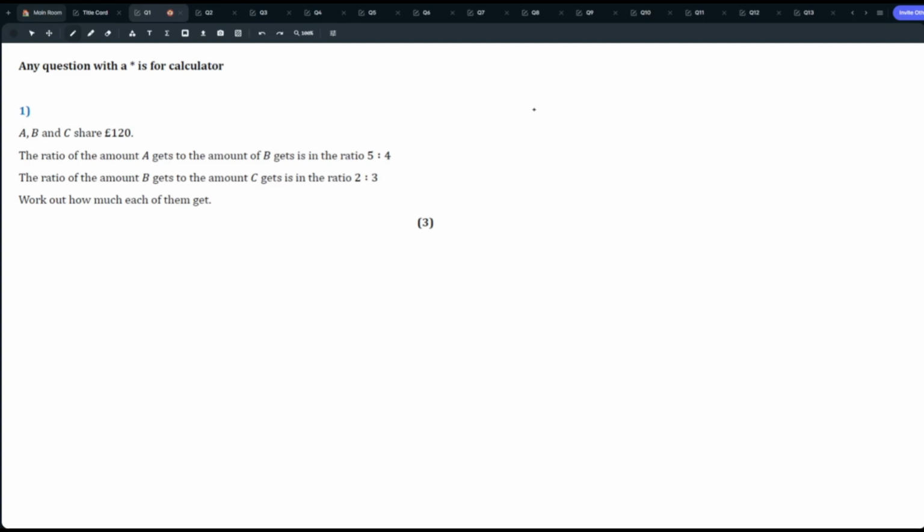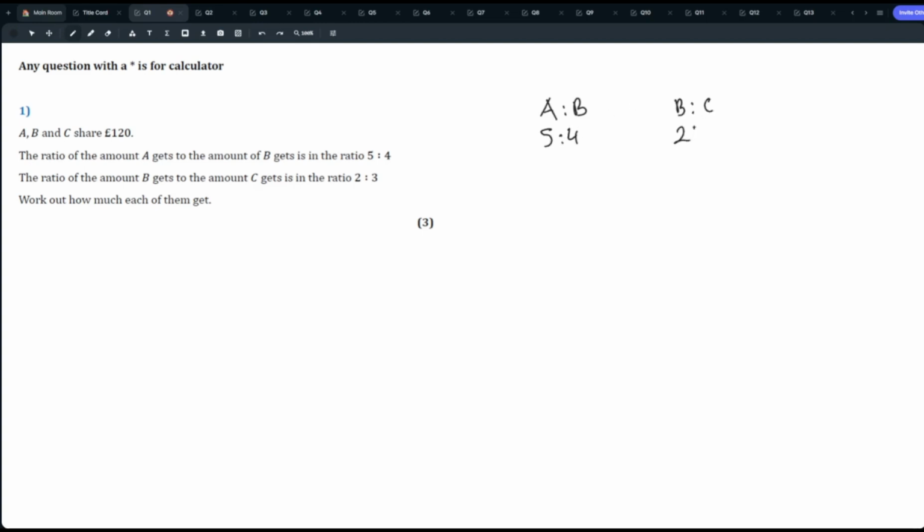A, B and C share £120. The ratio of the amount A gets to the amount B gets is in the ratio of 5 to 4. The ratio of the amount B gets to the amount C gets is in the ratio 2 to 3. Work out how much each of them get. So this is a split ratio. Okay, so we have A to B, which is 5 to 4, and then B to C, which is 2 to 3.